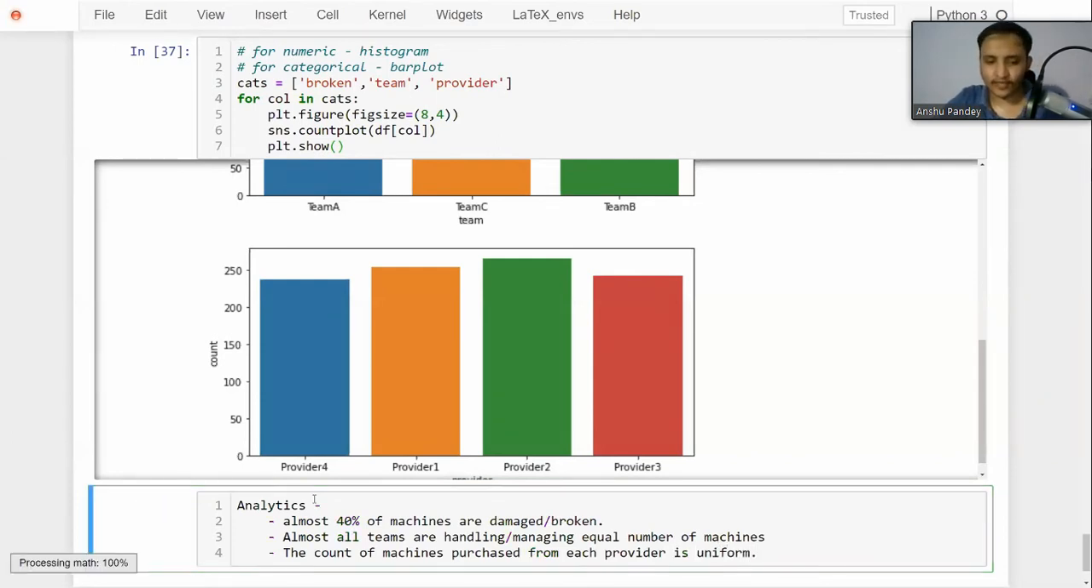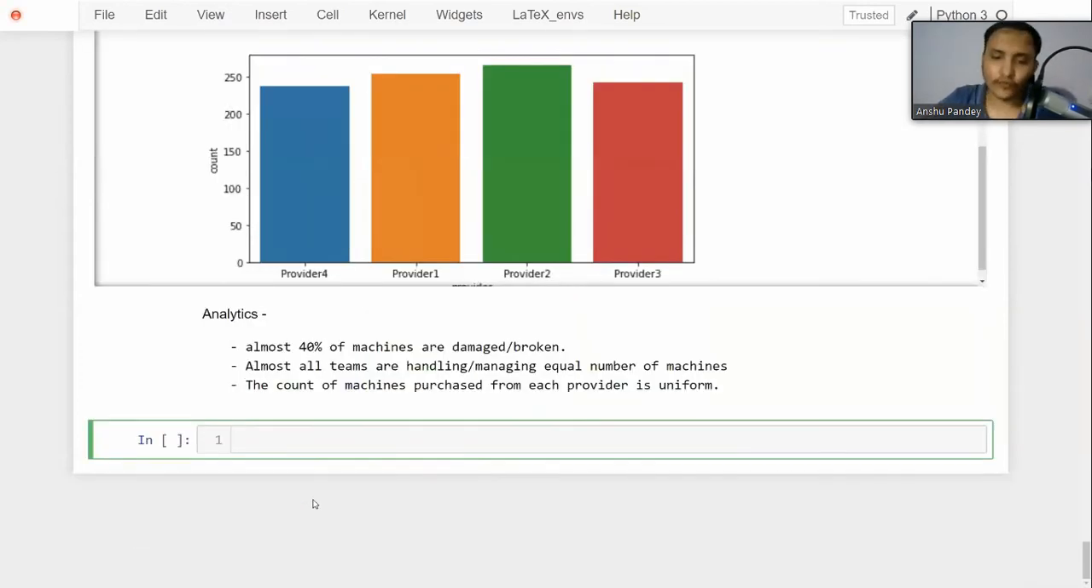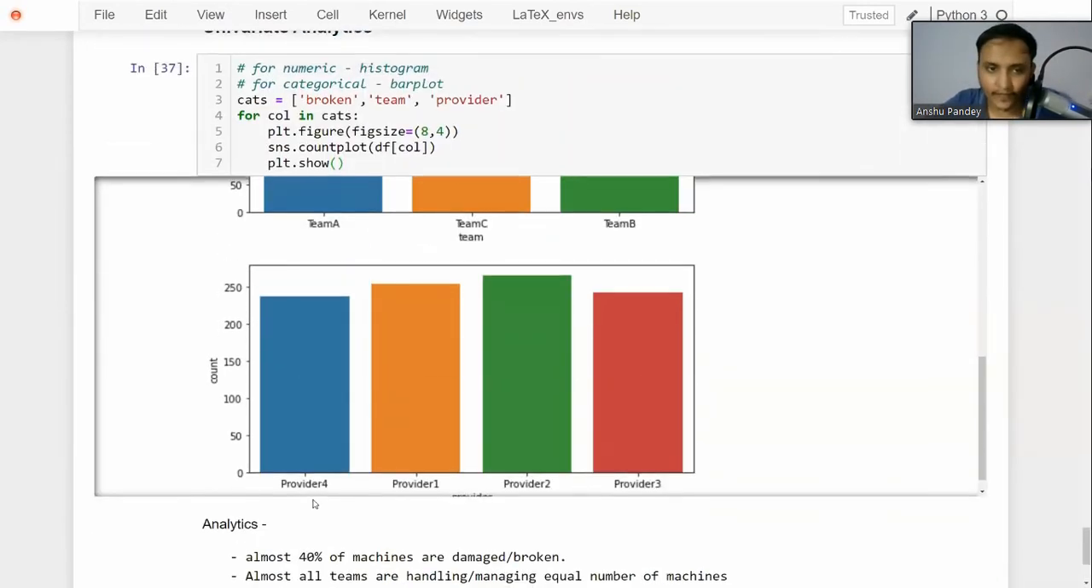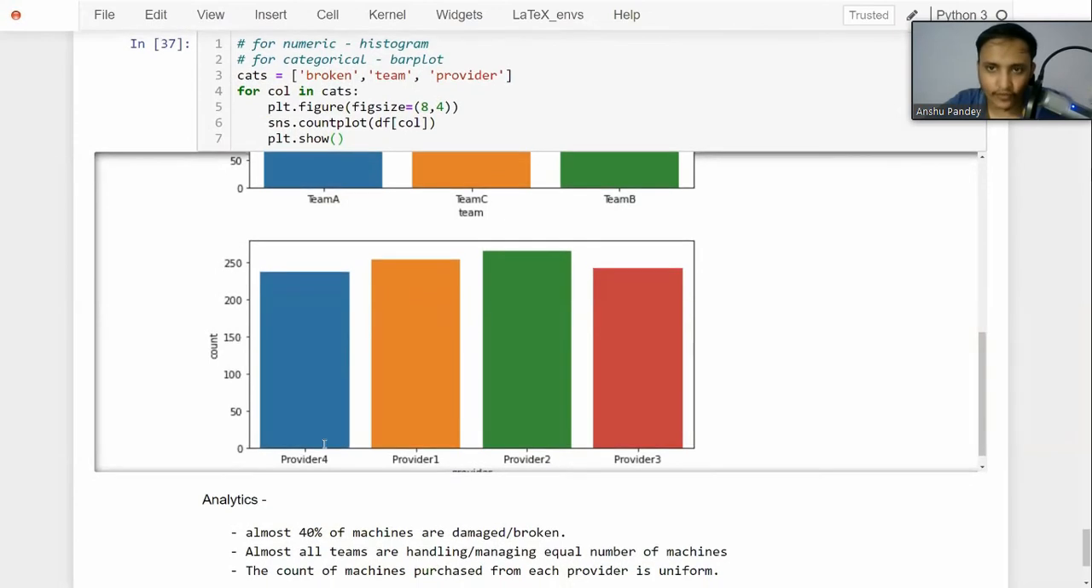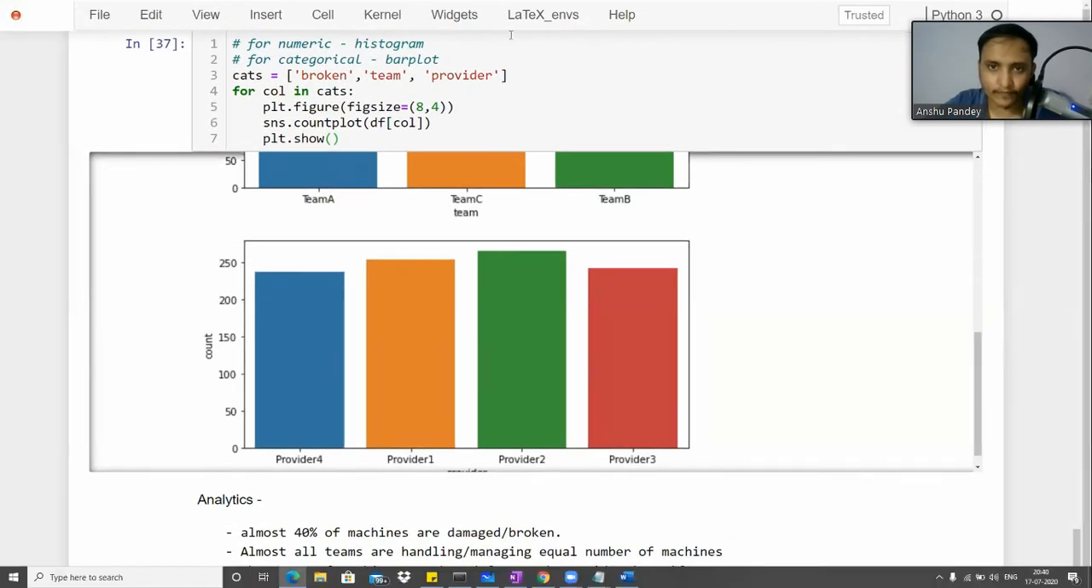So these are the few analytic steps that we analyze here, right? These are the few analytics that we identify here. Let me know if this makes sense, everyone, if you're good with this. I hope this makes sense. Let me know if you're good with this.